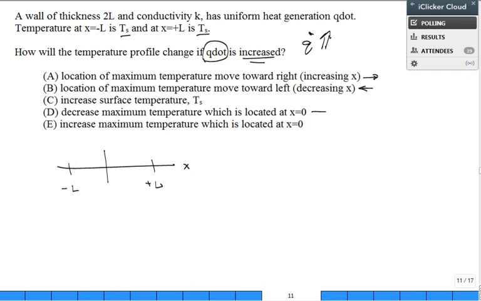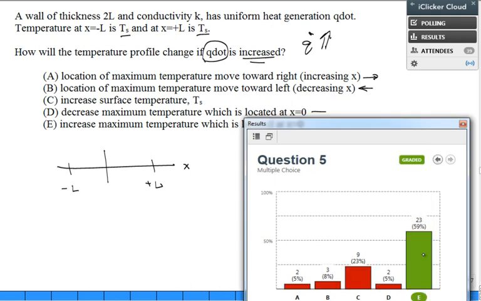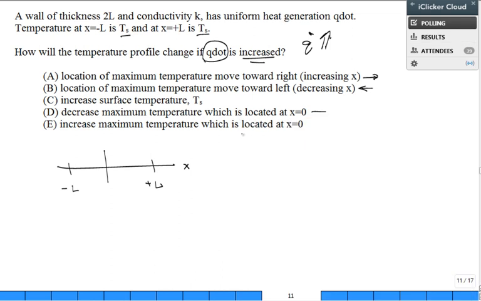So we have a distribution of results. Most people, what is that, 60% of the class is correct. The maximum temperature will stay at x equal to 0, but it'll go up in value. Actually, if I plotted that quadratic equation, in the limit as q dot goes to 0, it's a flat line. And then as q dot increases, it goes up a little, and up a little more.